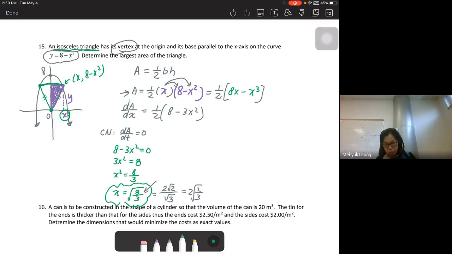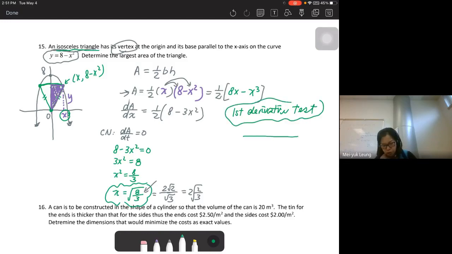So there are two ways to go about it. You can use the first derivative test. So just as usual, you want to make sure that you're checking the sign of the dA dx. So you can use your calculator, figure out the approximate value of the square root of 8 over 3. So this number is approximately equal to 1.63. Okay, so you just check, using the test points.